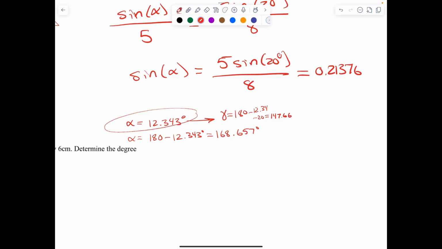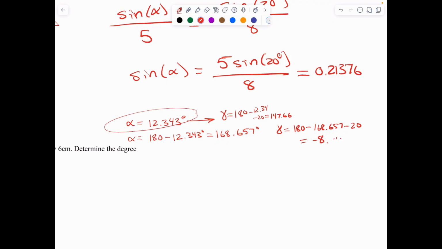And then this other one ends up not working, because your gamma would have to equal 180 minus 168.657 minus 20. That's going to be a negative number, and it doesn't make any sense to have a negative number as an angle. It ends up being negative 8 point something or other.